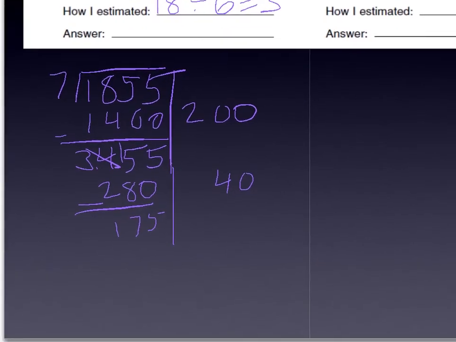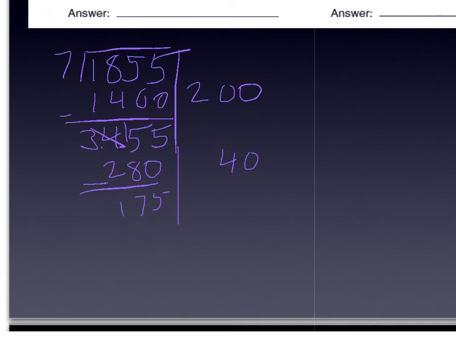175. Let me pull it up a little bit. Okay. Next, that's a 5, by the way. I know 7 times 20 is 140. Brings me down to get 35, and I can do 7 times 5, and I get 35. And that would give me 0.